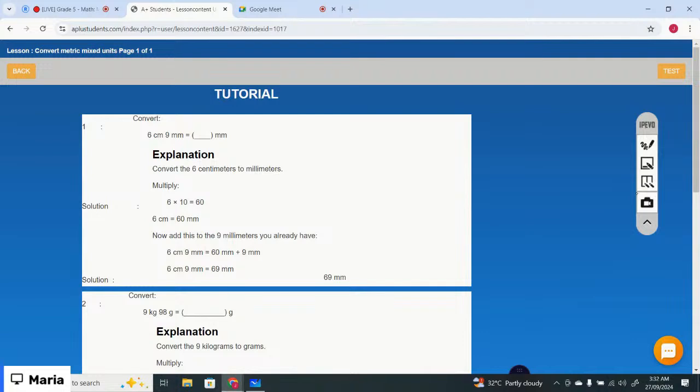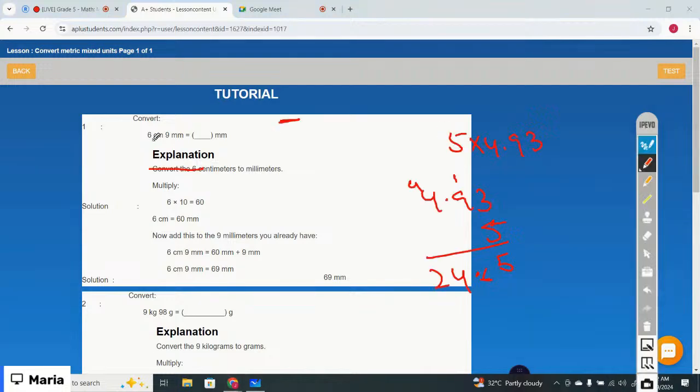So the first example is 6 centimeters 9 millimeters. You have to convert it into millimeters, right? The first thing is you need to convert this 6 centimeters to millimeters, because the other one is also in millimeters. So 1 centimeter equals 10 millimeters, so you have to do 6 times 10. 6 times 10 equals 60 millimeters, right? You have 9 millimeters already. You need to add 60 plus 9, that is 69 millimeters. Got it?